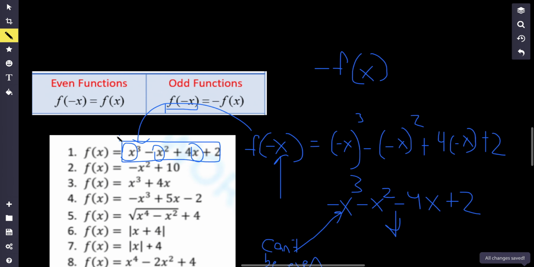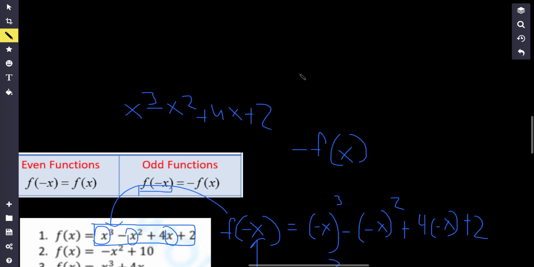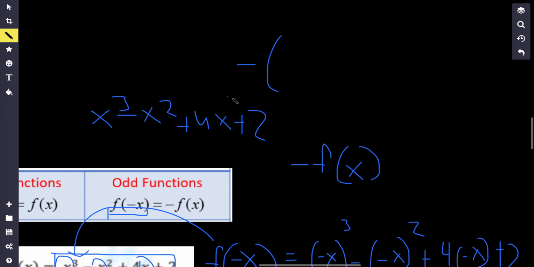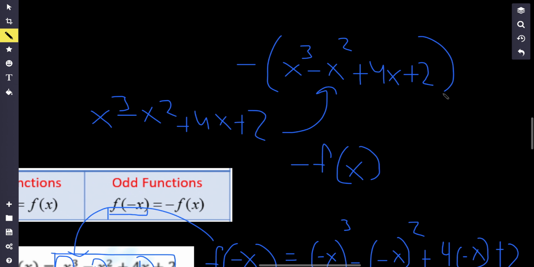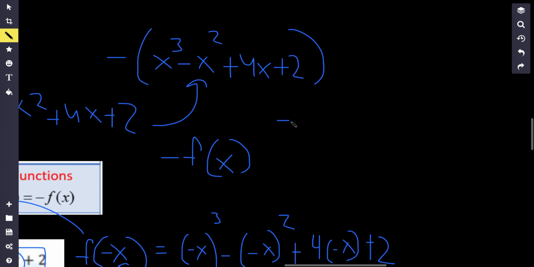We know f of x is equal to x to the third power minus x to the second power plus 4x plus 2. So negative f of x, well, this would just be the negative of all of this. Negative of x to the third power minus x to the second power plus 4x plus 2. This is negative f of x. Just take the negative of whatever you had originally. So this would be negative x to the third power plus x squared minus 4x minus 2.